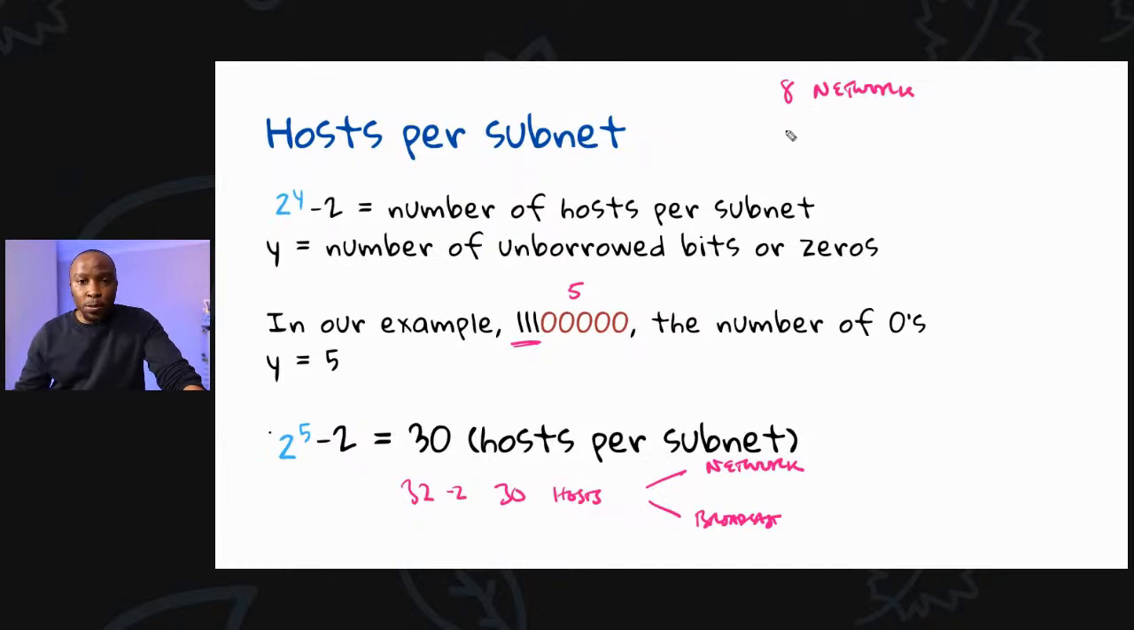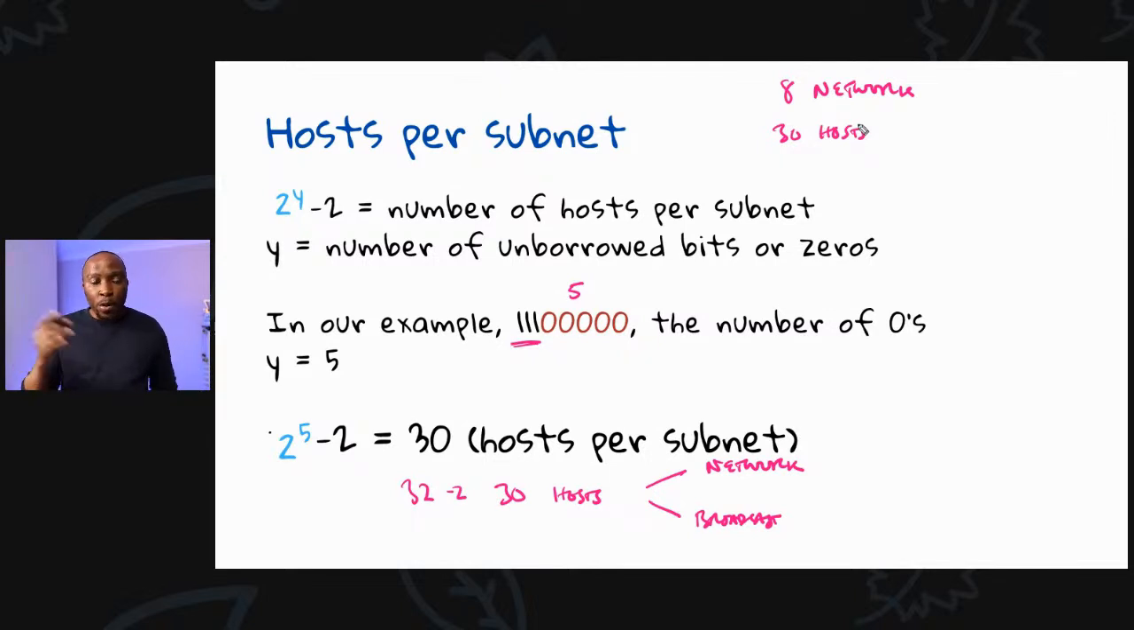And each network is going to have 30 hosts. So the number of networks or the number of subnets is going to be in relation to what it is that you want to achieve. How many networks do you need, and how many hosts per network do you require? And that is going to then become the determining factor as to how you're going to subnet your particular network.